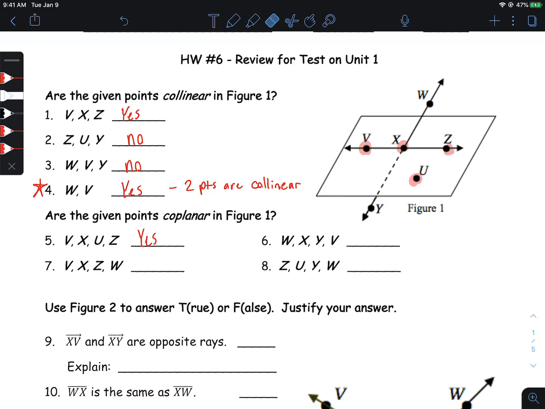Okay. Next, moving on here to number 6, you have W, X, Y, and then V right there. Now this one is kind of a special case one right here. I'll put a star next to it. This one is coplanar, even though you do have a point below the plane that you have and a point above. And here's the deal. You could go and get a plane that actually goes through all of these points here at the same time.